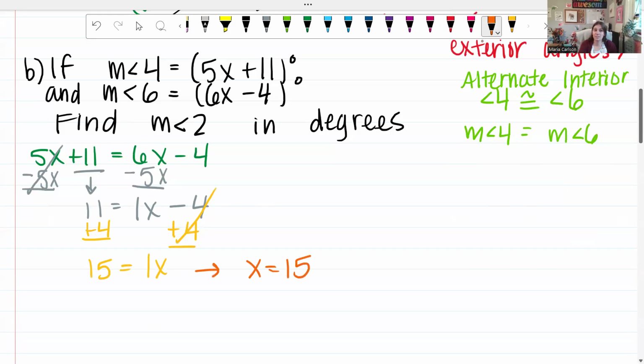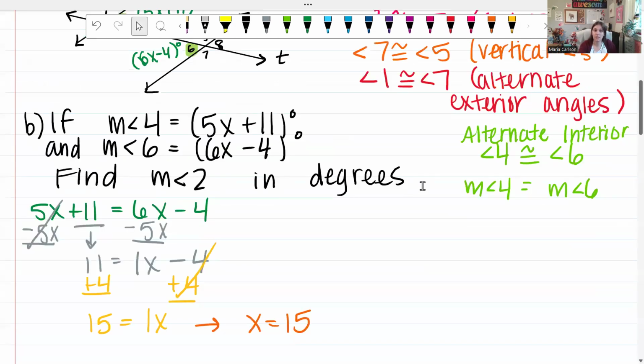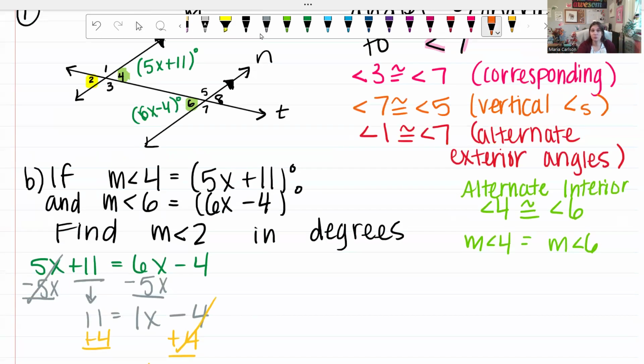So I've solved for x, right? I know in the measure of angle 4 and the measure of angle 6, whichever one I want to look at, x is 15. And our goal is to find this measure of angle 2. And angles 2 and 4 are vertical angles. So they are congruent.